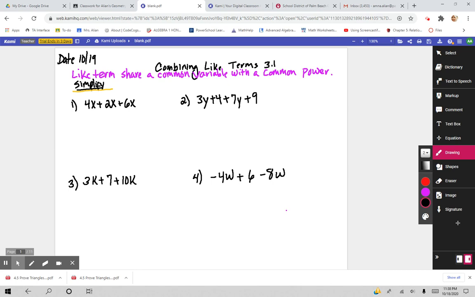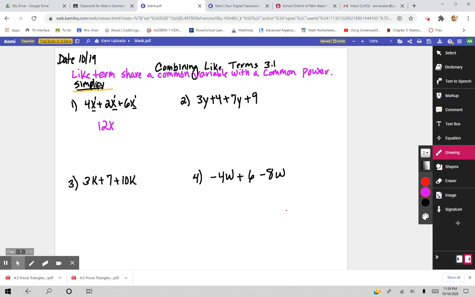So we have the sum of 4x plus 2x plus 6x. All three of these terms have a common variable x, so we can add them together. And it's not just x, it's actually x to the first power. When we don't write out the power, it's automatically understood to be 1. So they all share x to the first power, so we can combine them. 4x plus 2x is 6x, plus 6x is 12x. So this can simplify to 12x.